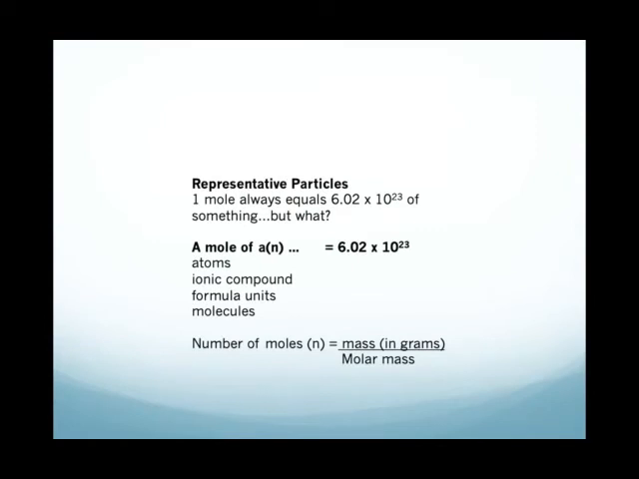Mole of a substance is represented with the small letter n. The moles of an element can be calculated as the number of moles is equal to mass in grams divided by molar mass. 1 mole always equals 6.02 × 10^23 representative particles, and these representative particles include atoms, ionic compounds, molecules, and formula units.